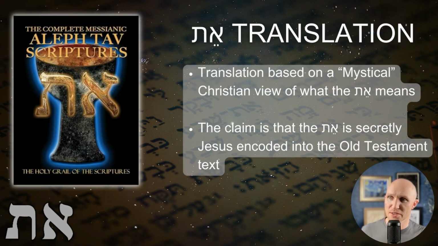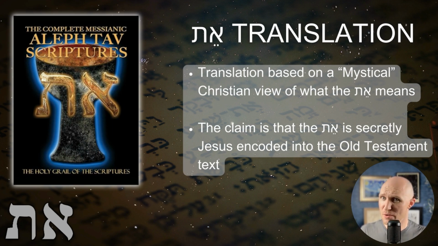But because Alex's guest, Magnify, mentioned Jewish mystical thinking, I wanted to bring up some Christian-based mystical thinking surrounding the Aleph Tav as well. And there's actually an Aleph Tav translation. The actual title of the book is The Complete Messianic Aleph Tav Scriptures, the Holy Grail of the Scriptures. Now, this translation is based on a mystical Christian view of what the Aleph Tav means. And the claim is that the Aleph Tav, or et, is secretly Jesus encoded into the Old Testament text.